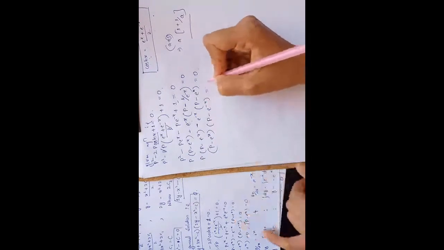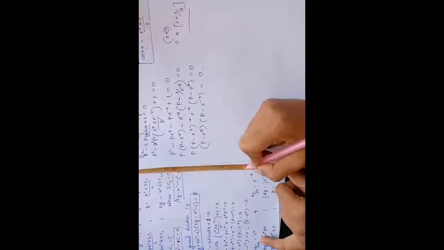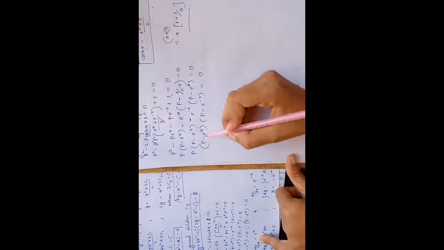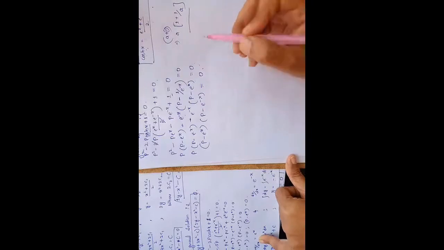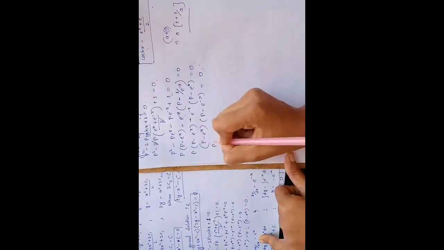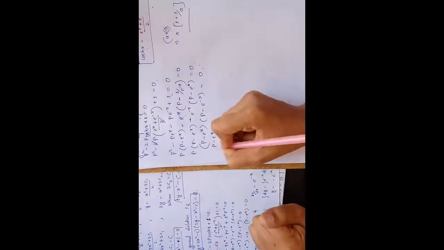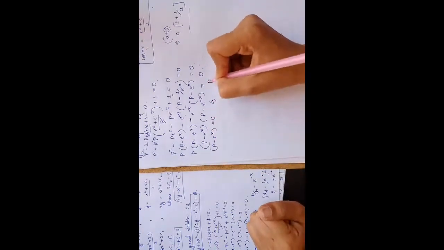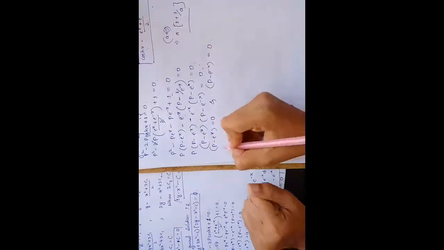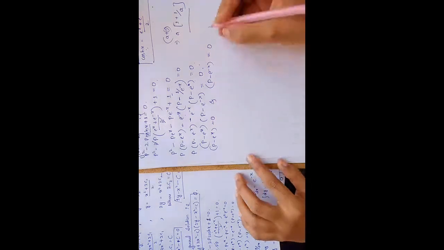So now take each factor equal to 0, since the product of two terms is equal to 0. That is, p minus e power x equals 0 and p minus e power minus x equals 0. Now substitute dy by dx wherever p is there. We know p stands for dy by dx.